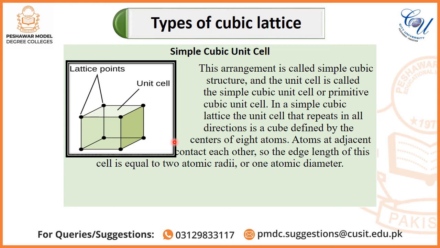Or we can also define this as: in this type of cubic lattice, the points are only at the corners of each unit cell. Just like here, these are the points which are at the corners of this unit cell. These are the lattice points.